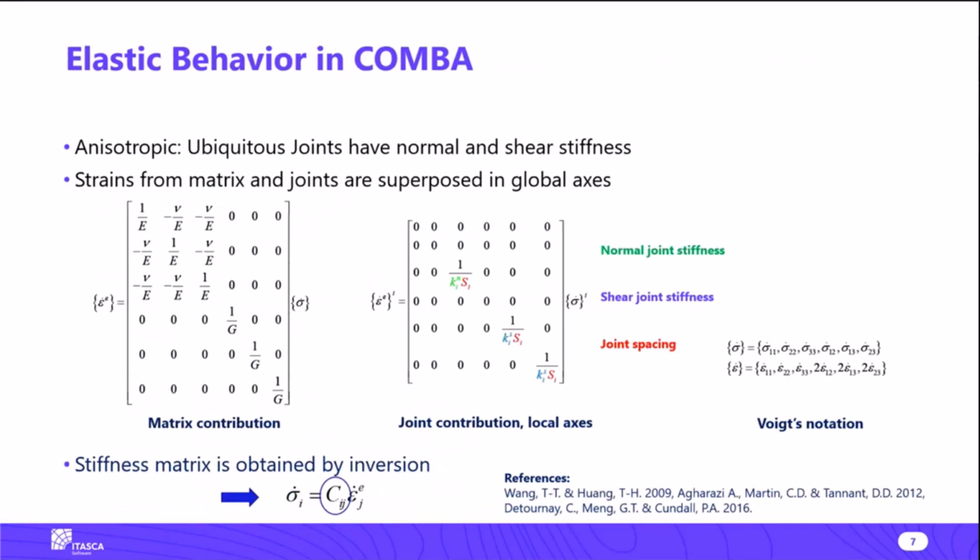The elastic behavior of the Comba model, as we mentioned earlier, is anisotropic. This is due to the fact that the ubiquitous joints have normal and shear stiffness. To develop the logic, we superpose the strain from the matrix and the joints in the global axes. And then the stiffness matrix, to characterize the behavior of the rock mass, is obtained by inversion. This is just the elastic behavior.